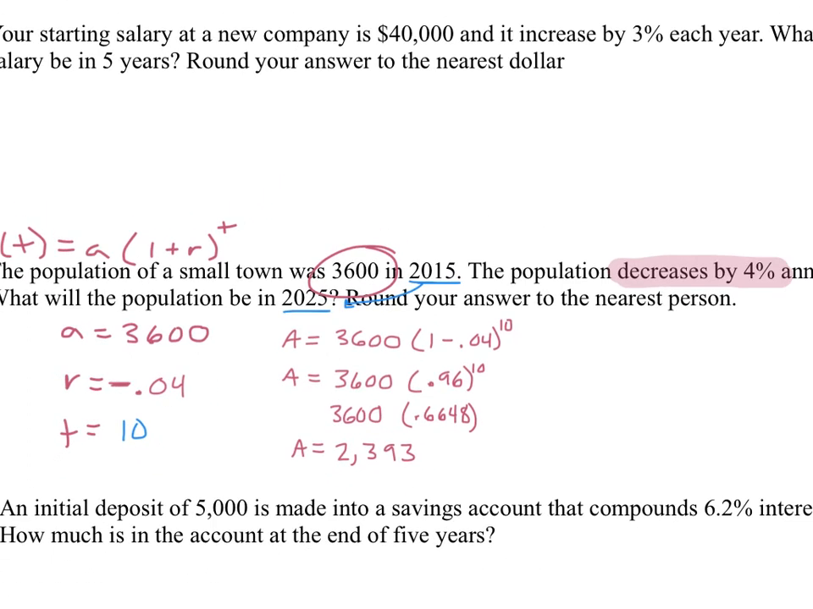So when it says decreases, your number is always going to be smaller than your initial starting amount because you're decreasing. So it's never going to be bigger, because decreasing means it's going to go down. So our final answer here is 2,393.